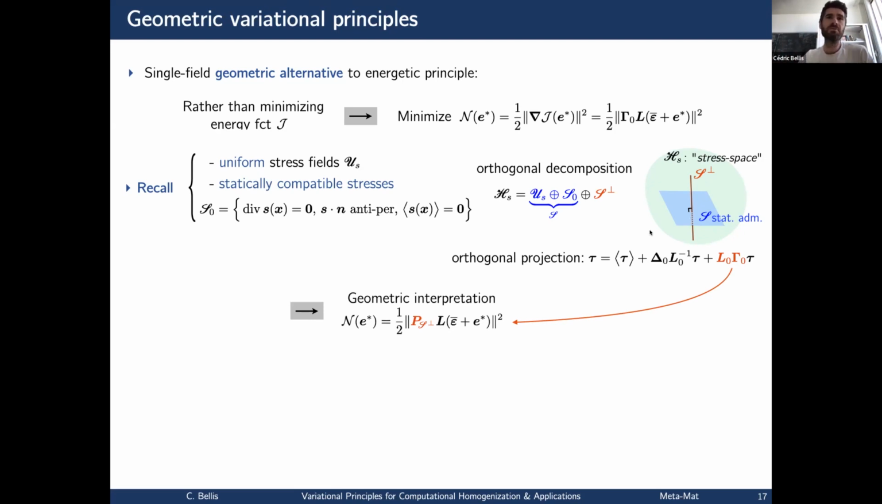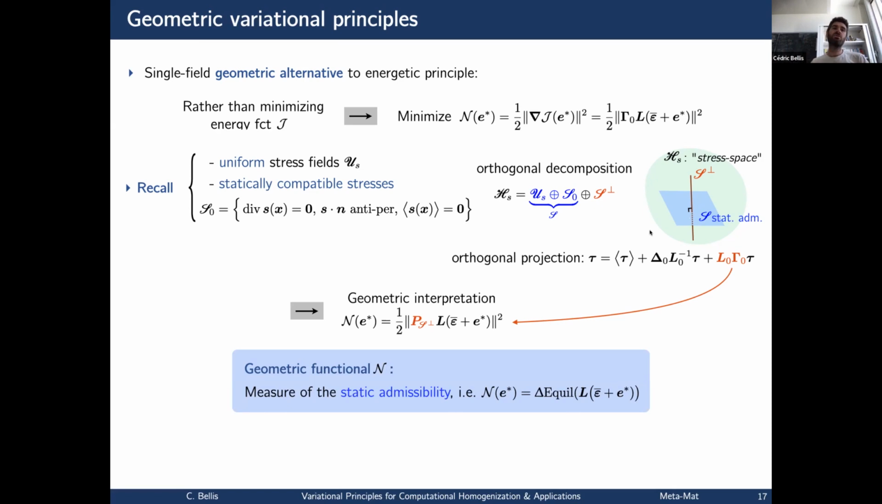So in other words, the functional N introduced above is some sort of a measure of the static admissibility. We measure the discrepancy to the equilibrium. And what is interesting here is that the stationary value of that functional is 0, whereas the stationary value of the energy is not known a priori. And we can relatively easily compute the gradient of this new functional.